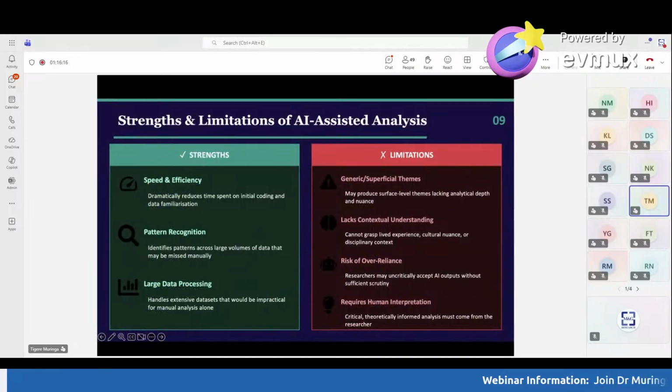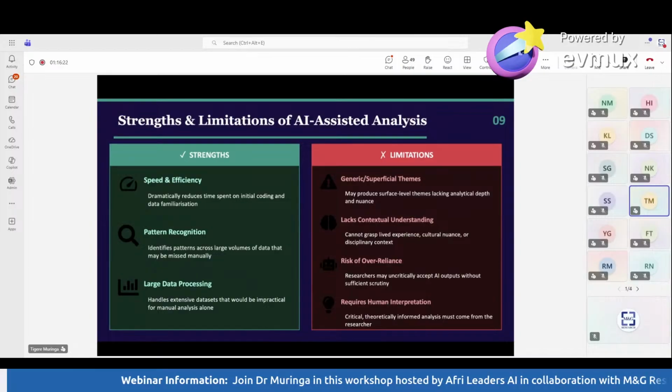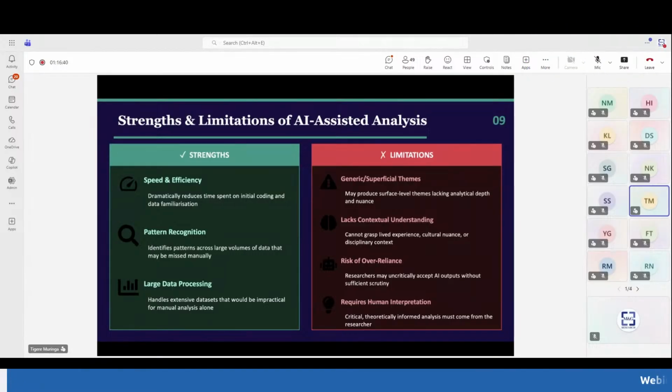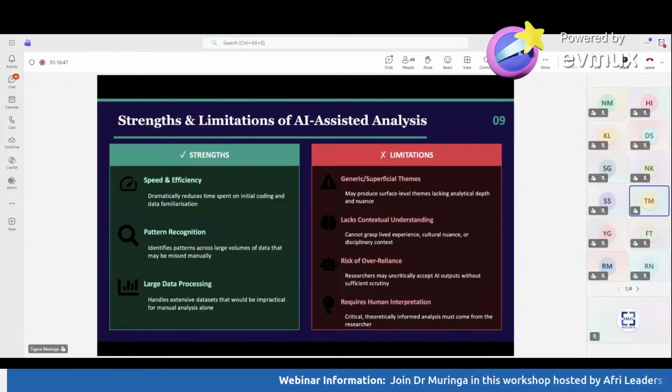So let's look at the strengths and limitations of AI-assisted analysis, right? We're saying why we should adopt AI tools in terms of our thematic analysis. Number one is that it increases speed and efficiency, drastically reduces time spent on initial coding and data familiarization, which is the process that takes the largest amount of time. It assists with identifying patterns across large volumes of data that may be missed manually, right?